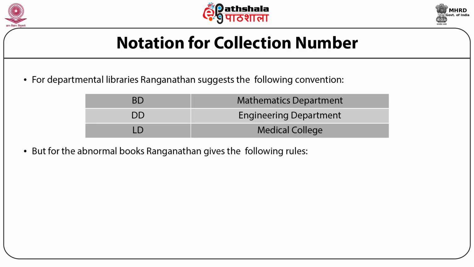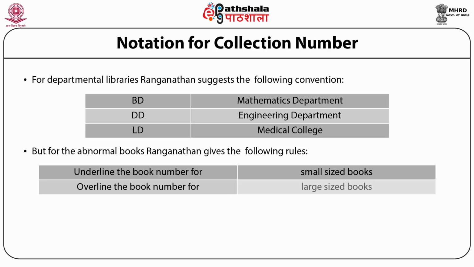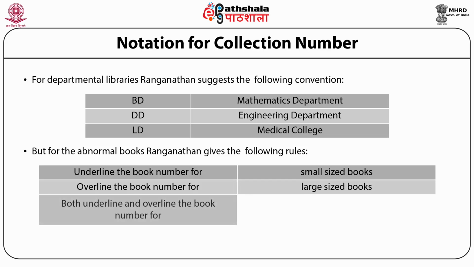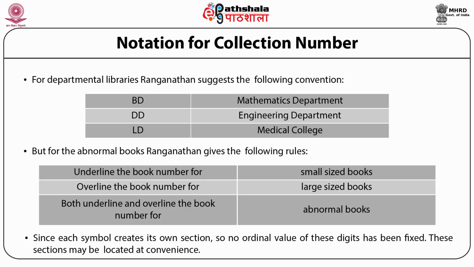But for the abnormal books, Ranganathan gave the following rules. He says, underline the book number for small-sized books, pocket-sized books. Overline the book number for large-sized books, big books, which are put in a separate section. Then both underline and overline the book number for abnormal books in different shapes. Since each symbol creates its own section, no ordinal value of these digits has been fixed. These sections may be located at convenience due to the administrative convenience of the library.